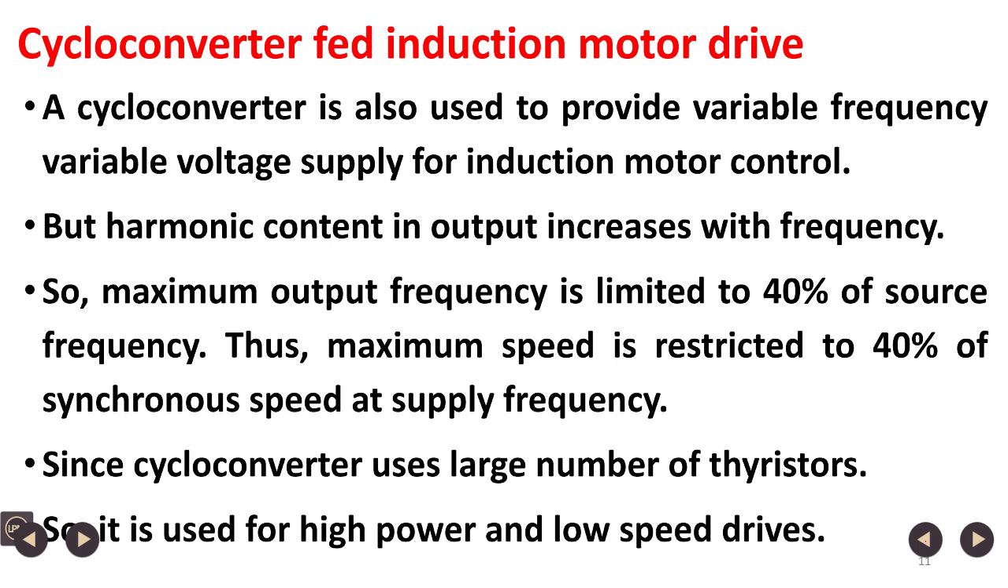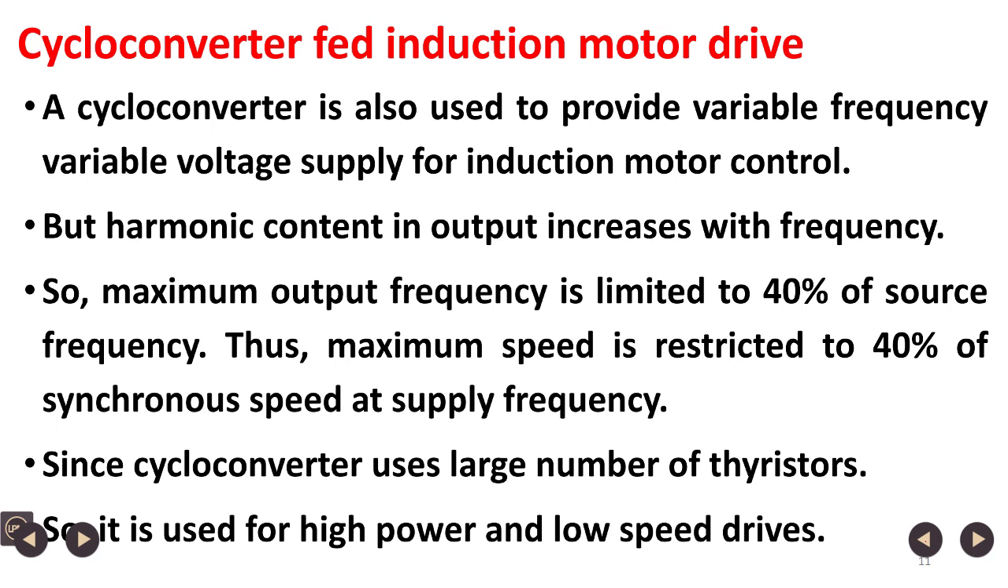Then we will discuss cycloconverter fed induction motor drive. A cycloconverter is also used to provide variable frequency, variable voltage supply from an available AC supply for induction motor control, AC to AC conversion. So, input is constant frequency AC, output is variable voltage, variable frequency AC. But when output frequency increases, the harmonic content in the output increases substantially.